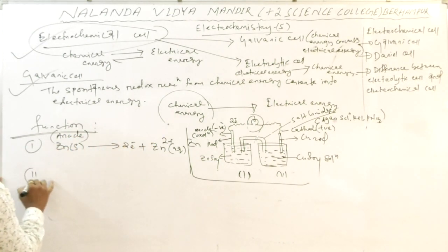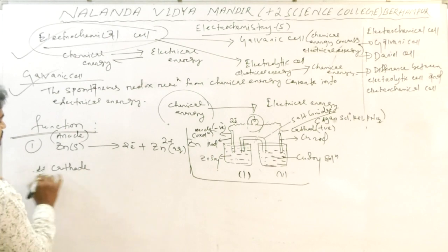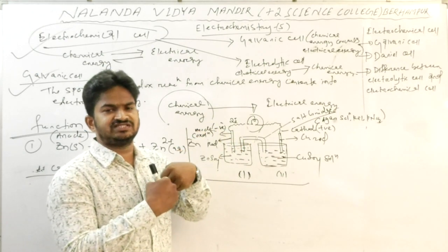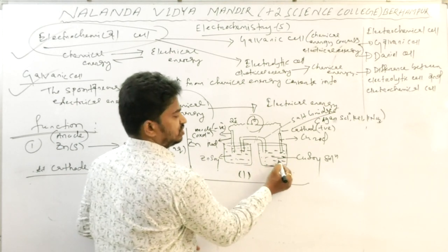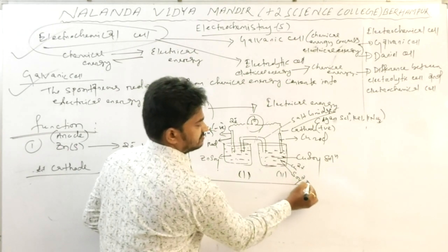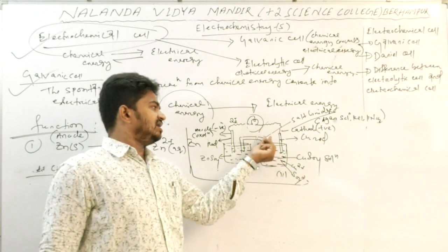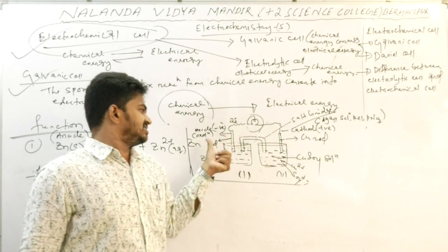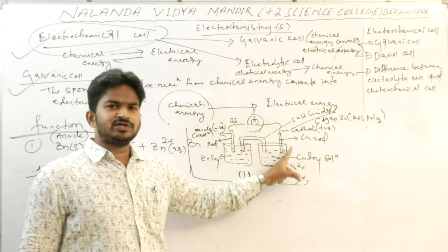Similarly, at the cathode, when the copper sulfate and copper electrode interact with each other, at that time the copper sulfate splits into Cu2+ ion and sulfate SO4 2- ion. So here the Cu2+ ion from the copper sulfate solution will be deposited over the copper electrode, and the electrons released by the zinc electrode are accepted by the Cu2+ ion over that copper electrode.